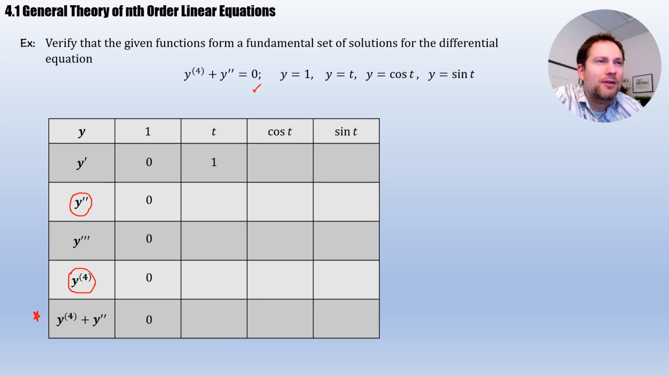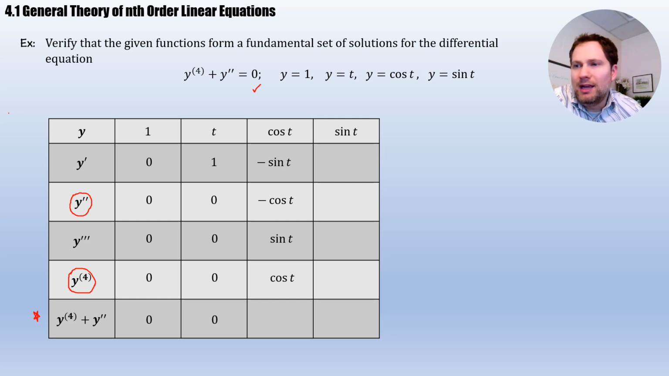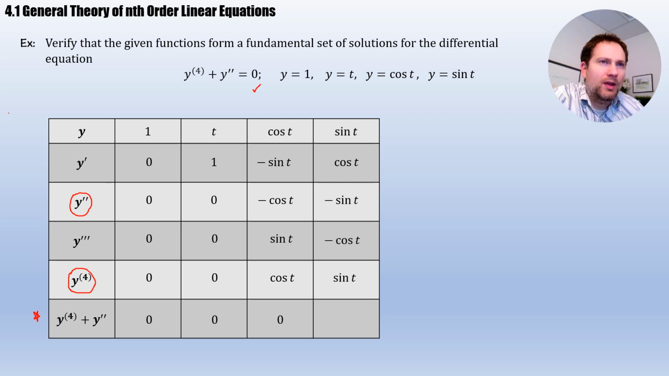Now let's do t. The derivative of t is 1, and then after that we get zeros. And of course 0 plus 0 is 0. We can check those as well. Cosine t, here we go. How am I doing on my derivatives? Boy, whew, some heavy work here. And now you can verify again that the negative cosine t and the cosine t add up to 0. And then do the same thing with sine. Yay. Okay, so they all do work. Each one of them is a solution to this differential equation.